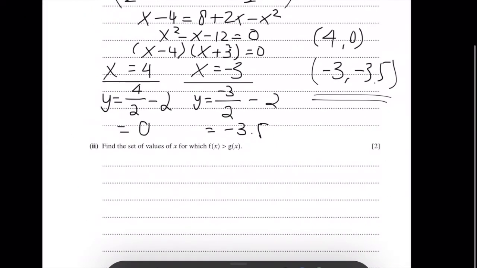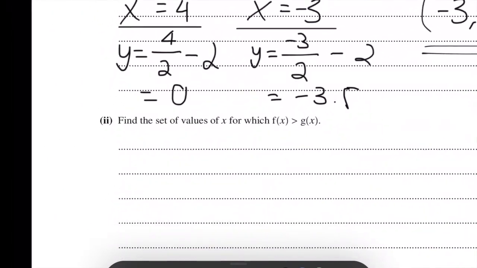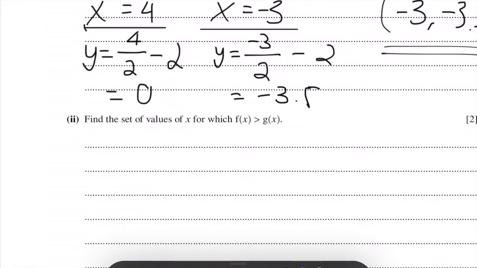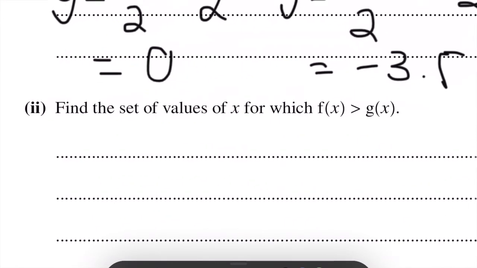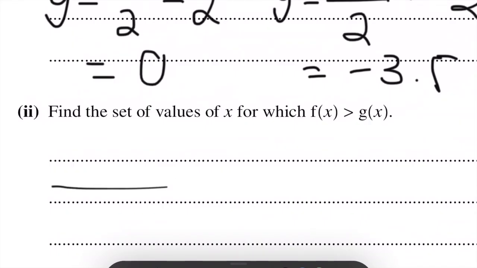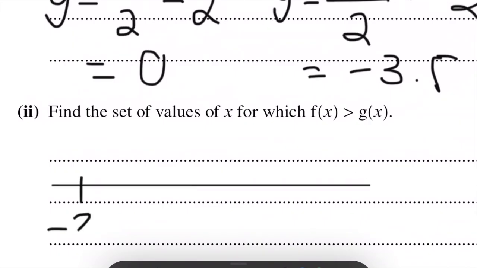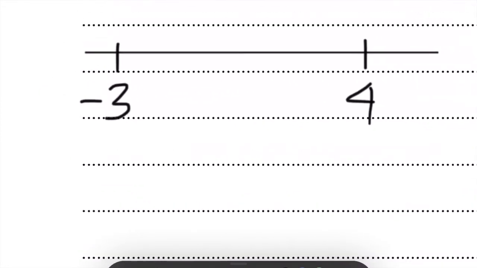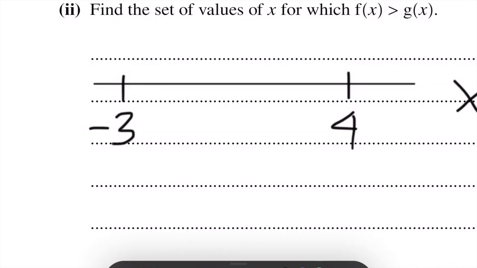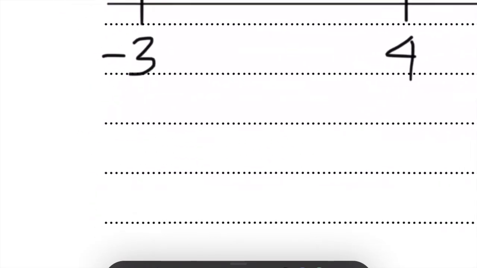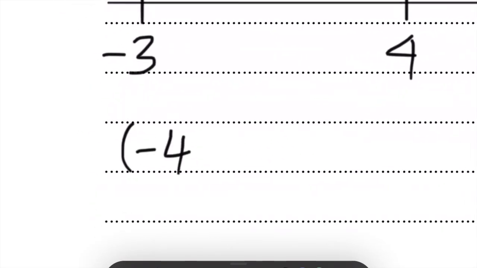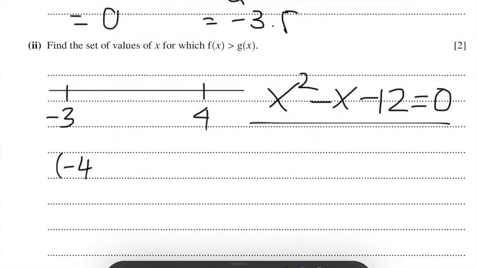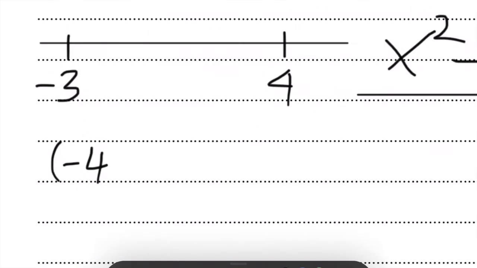We found earlier that the x coordinates are x is equal to 4 and x is equal to negative 3. So we will go ahead and draw a number line for negative 3 and 4. Let's say I want to choose a number below negative 3, so I will pick negative 4. We will use negative 4 in the equation that we got earlier, which is x squared minus x minus 12 equals 0.